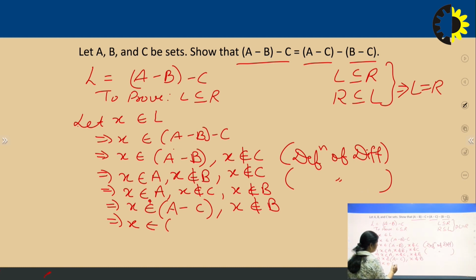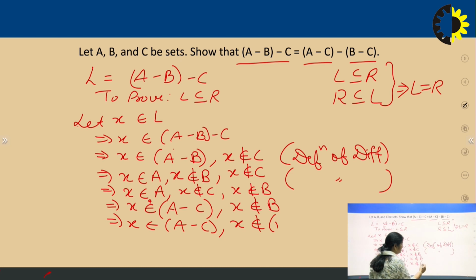X belongs to A minus C. X doesn't belong to B, so it will not belong to any subset of B. What is B minus C? B minus C is one subset of B. In B minus C, B's elements are taken which are not present in C.